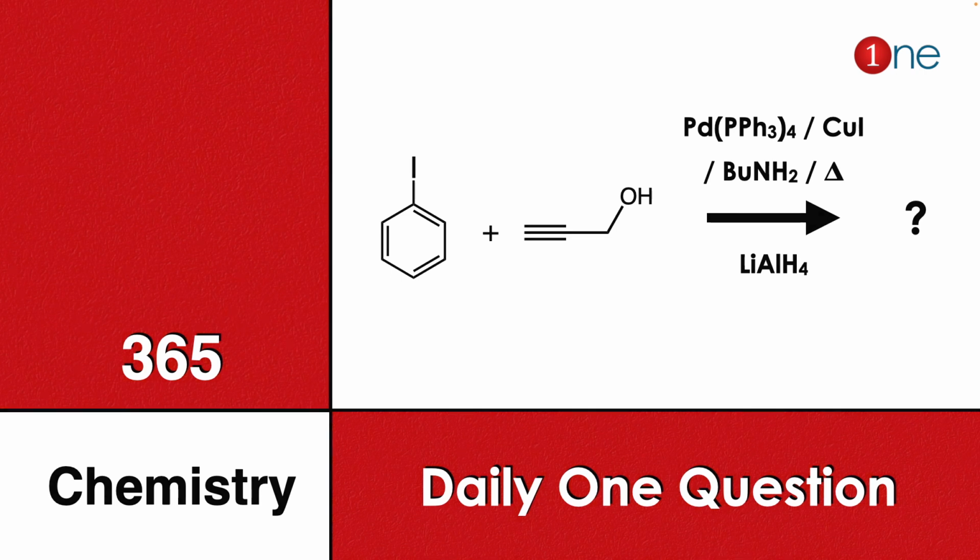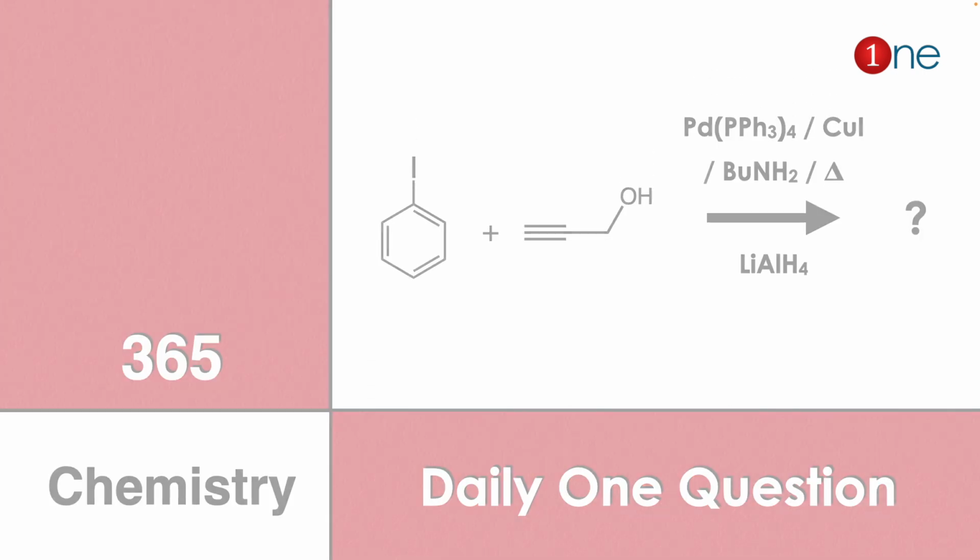Daily one question for you. You have iodobenzene and an alkyne attached with an alcohol. You react it with palladium phosphine, copper iodide and an amine, and heat it up. Then you react it with lithium aluminium hydride. You have to find the final product.